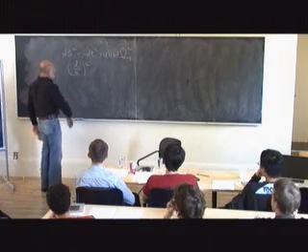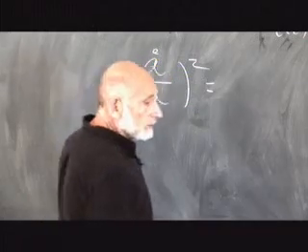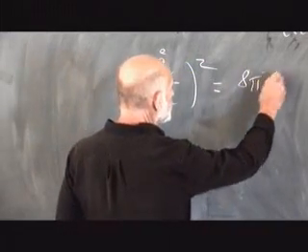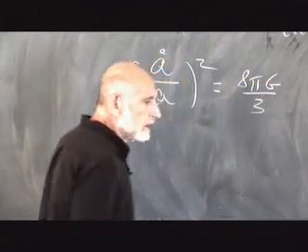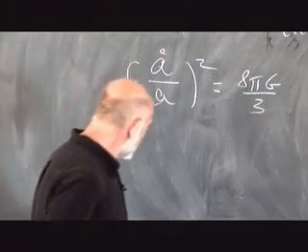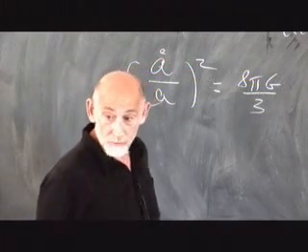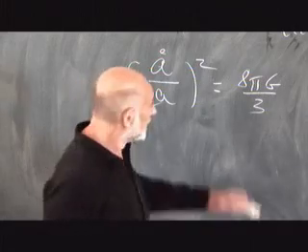The rate of expansion is equal to the, there are some numbers, 8 pi G over 3, but anybody mind if I use units in which 8 pi G over 3 is equal to 1? They're called Planck units.